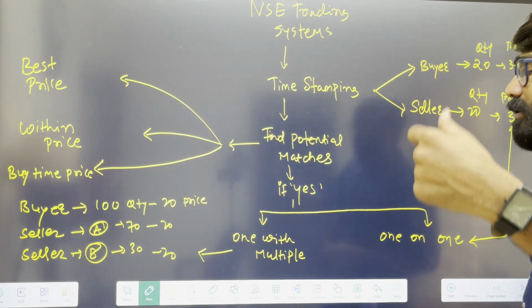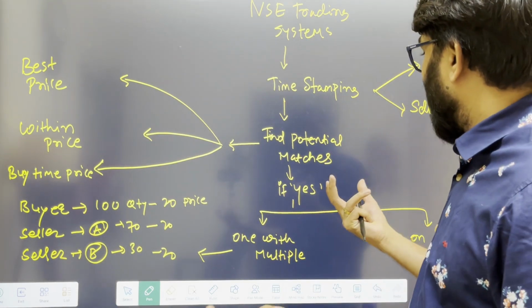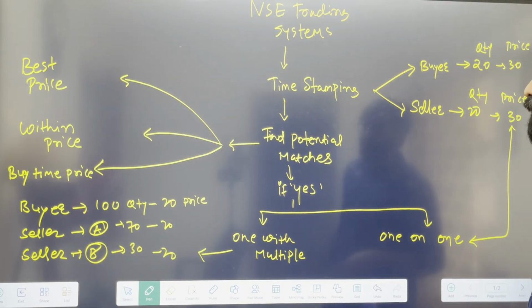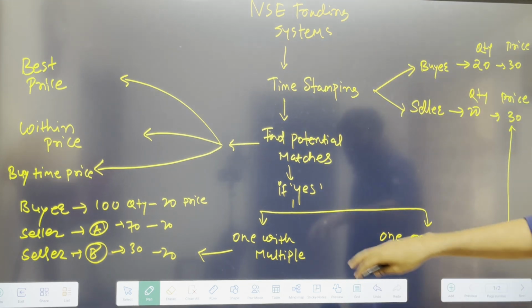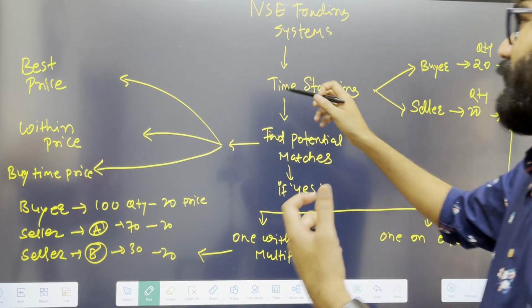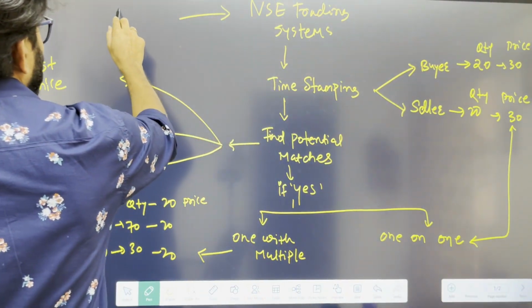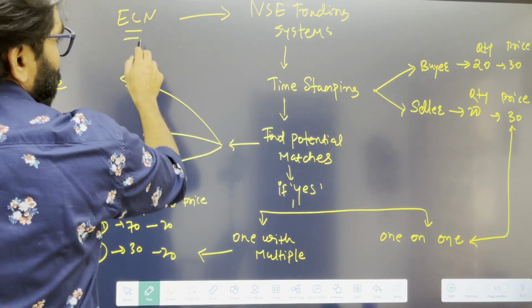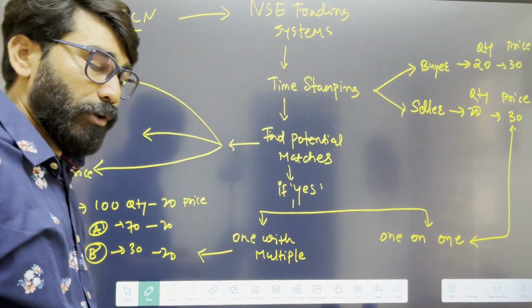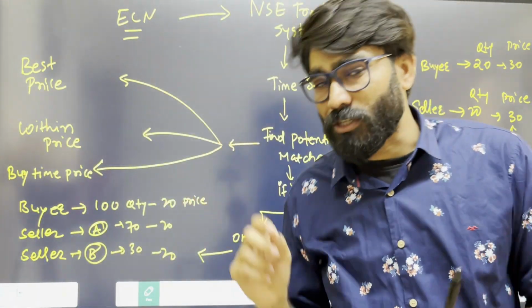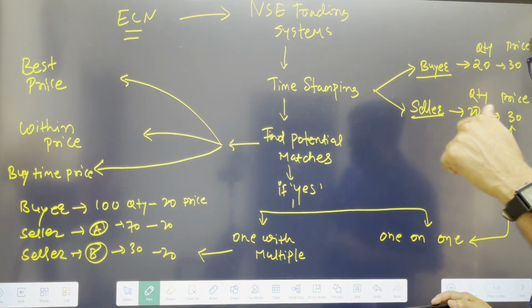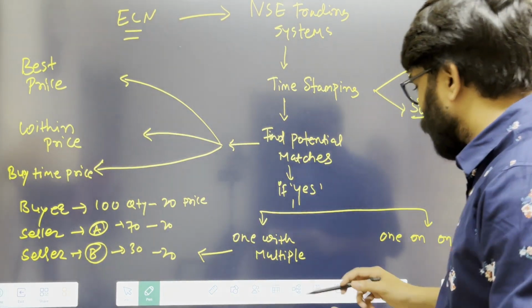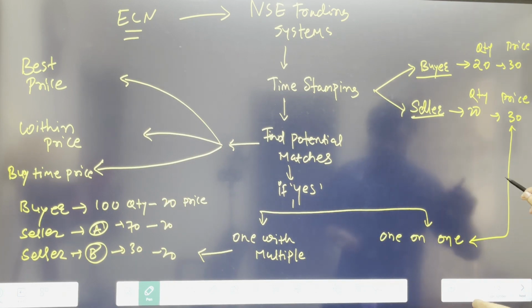So there are two types of matches, potential matches, that you would see. If you understand this flow, the ECN system or that automated platform will find potential matches. There will be two types. One-on-one matches: buyer and seller have sent the order for the same quantity and price. So that becomes a one-on-one match, right?